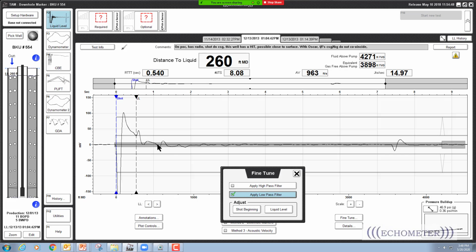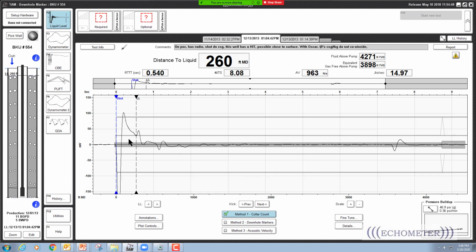That is the repeat of the inverted, well, you send a down kick down the well, it kicks as an up kick at the hole, the up kick goes back to the surface and repeats as a down kick. It gets inverted by the hole, so it's a down, up, down. So that's the depth of the hole shot down the tubing, no, down the casing, with the low pass filter displayed, and we put the liquid level marker there to get the depth.